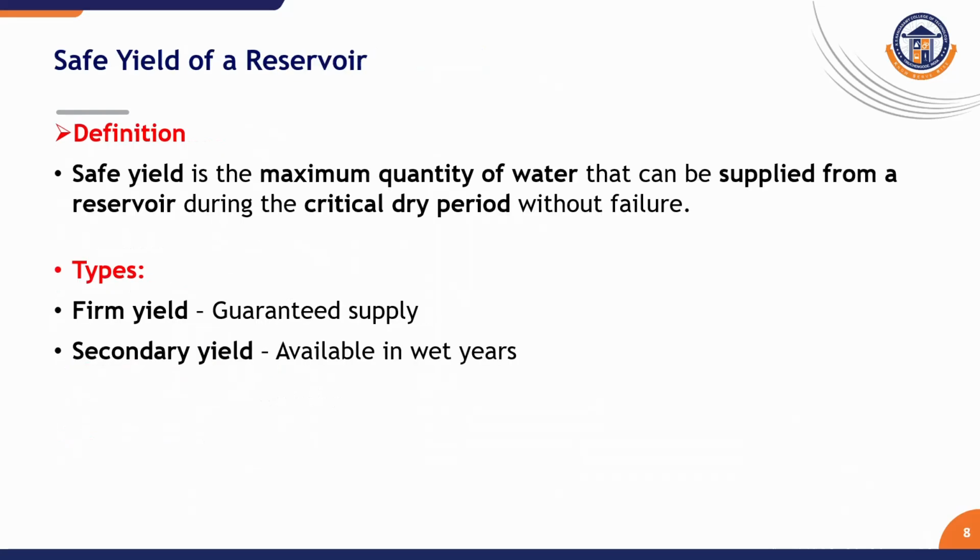Safe yield of a reservoir. The definition of safe yield of a reservoir is the maximum quantity of water that can be supplied from a reservoir during the critical dry period without failure. There are two types of safe yield: firm yield and secondary yield. Firm yield means guaranteed water supply on all days, and secondary yield is available in wet years.